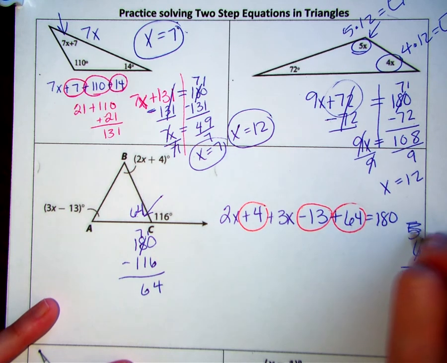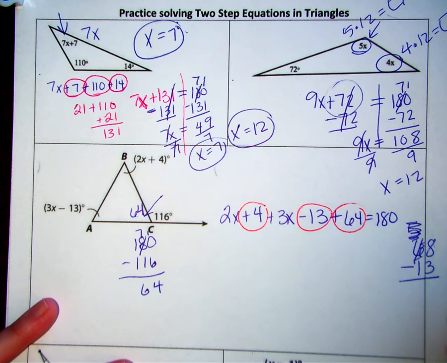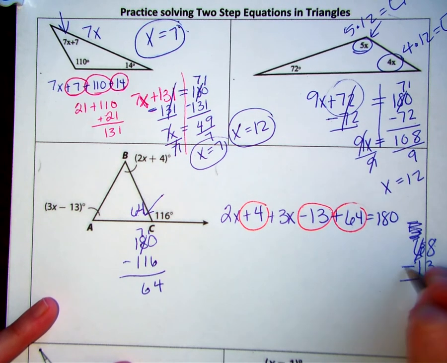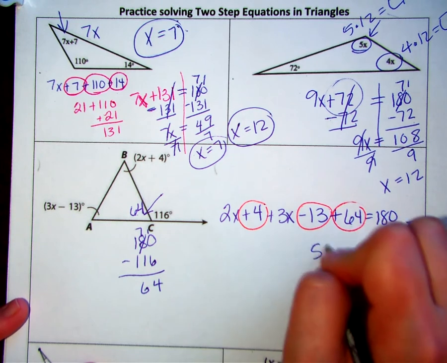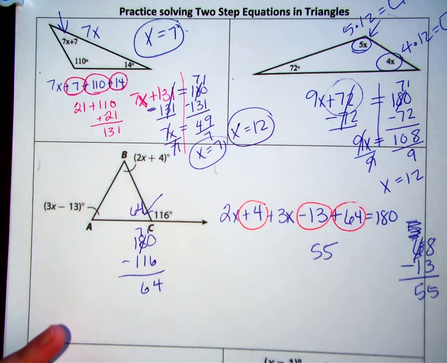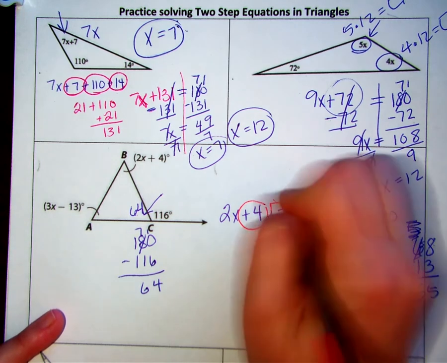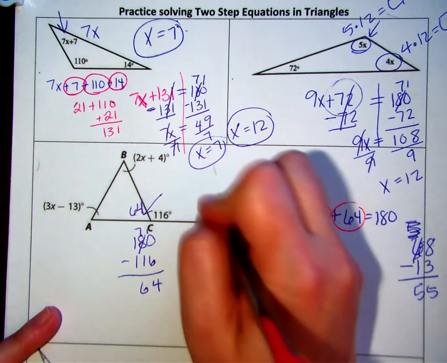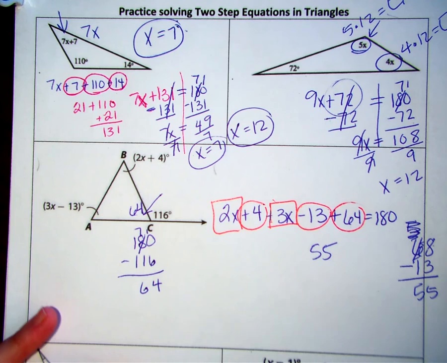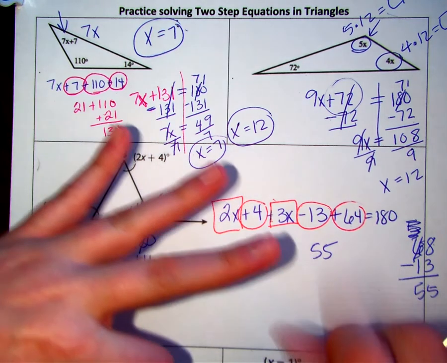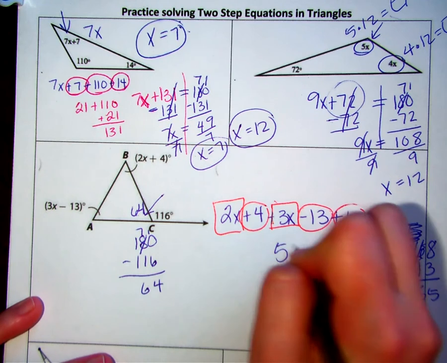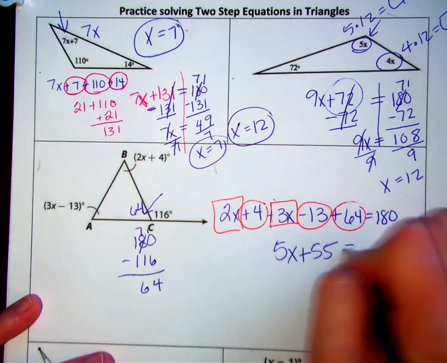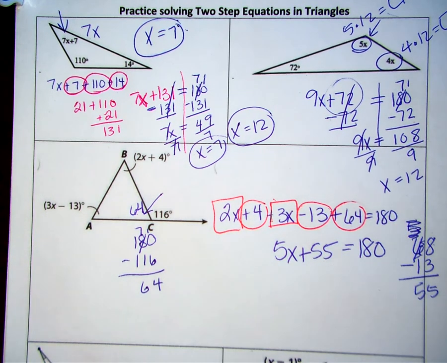Oh, actually, I don't even need to borrow there. What am I doing? 8 minus 3 is 5. 6 minus 1 is 5. So all those constants equal 55. Then you are going to combine all of your x's. So you have positive 3x and positive 2x, for a total of 5x. So 5x plus 55 is equal to 180.